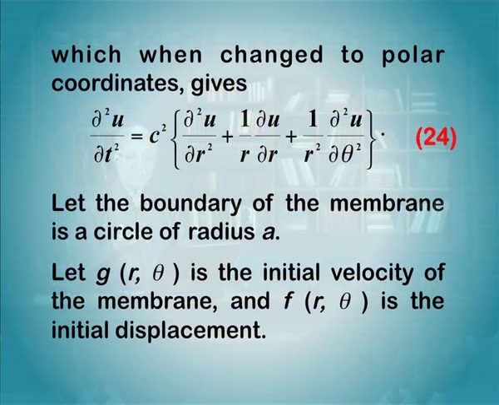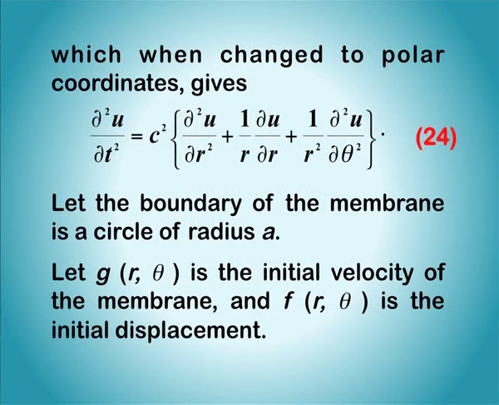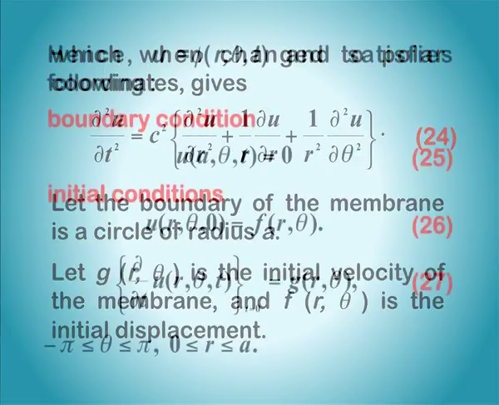Which when changed to the polar coordinate system, we get this. Polar coordinates again is the same thing, r theta is the polar coordinates. Let the boundary of the membrane be a circle of radius a. Let g(r, theta) be the initial velocity of the membrane and f(r, theta) the initial displacement.